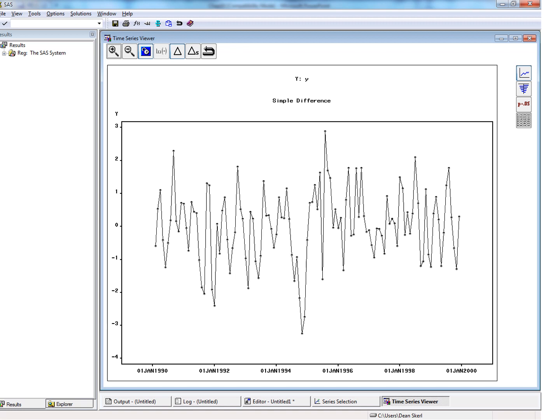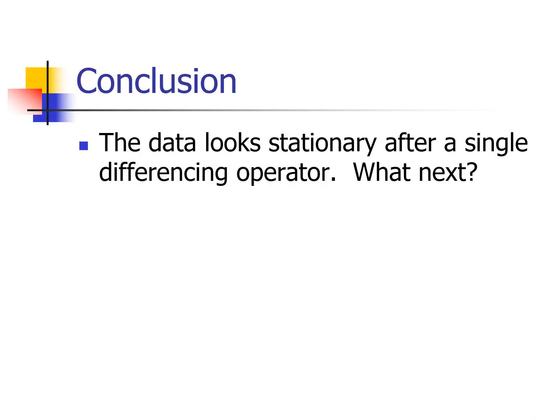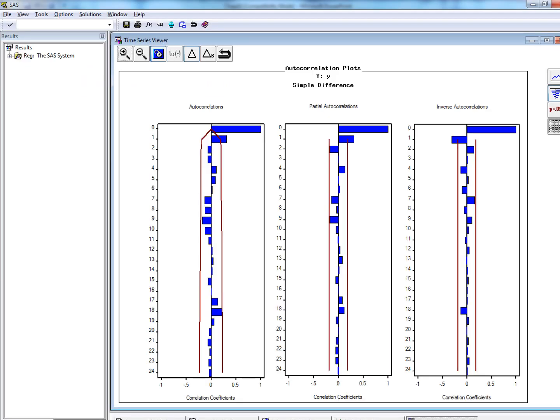So now I have my stationary scatter plot. What's the next step? The next step, you're absolutely right, is to look at the autocorrelation functions. The data appears stationary after a single differencing operator. Next step is to look at the autocorrelation function. Okay. So here are our autocorrelation functions. We have the SAC and the SPAC.